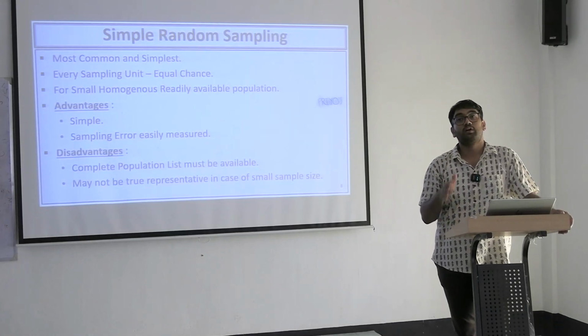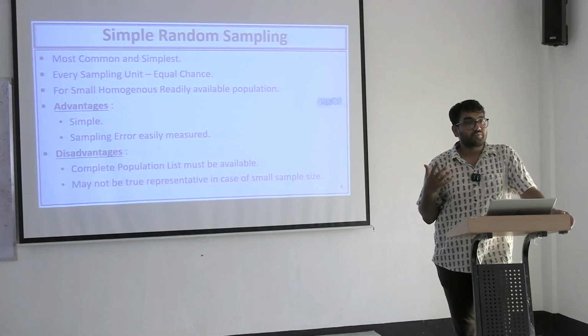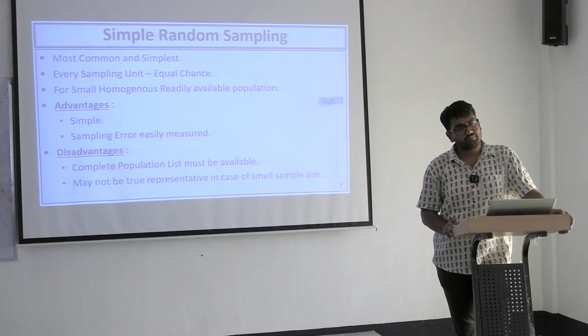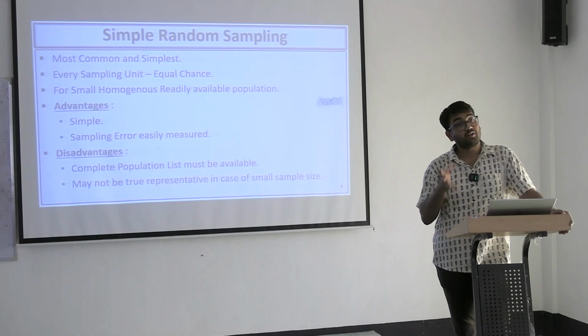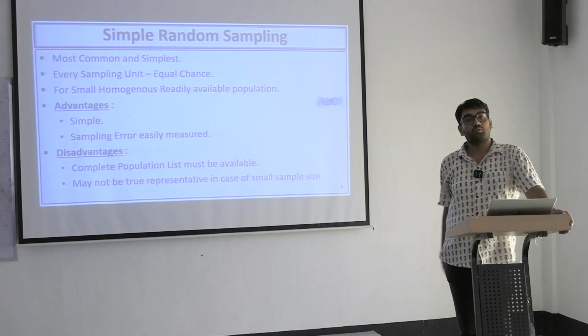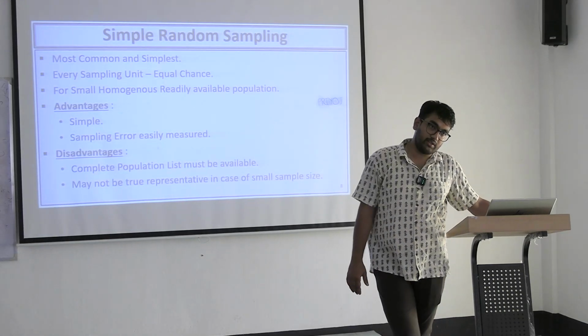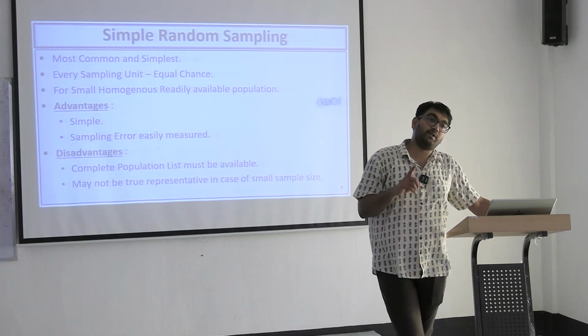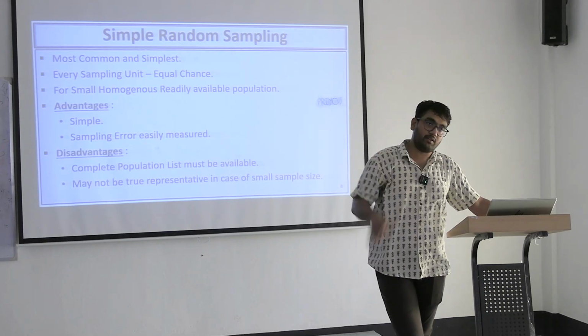Suppose you want to do a study on undergraduates of Santiniketan Medical College. Then simple random sampling can still be done. But here also there is a problem. Suppose you want to do it on their knowledge of hand washing. Then suppose you will select 100 people.